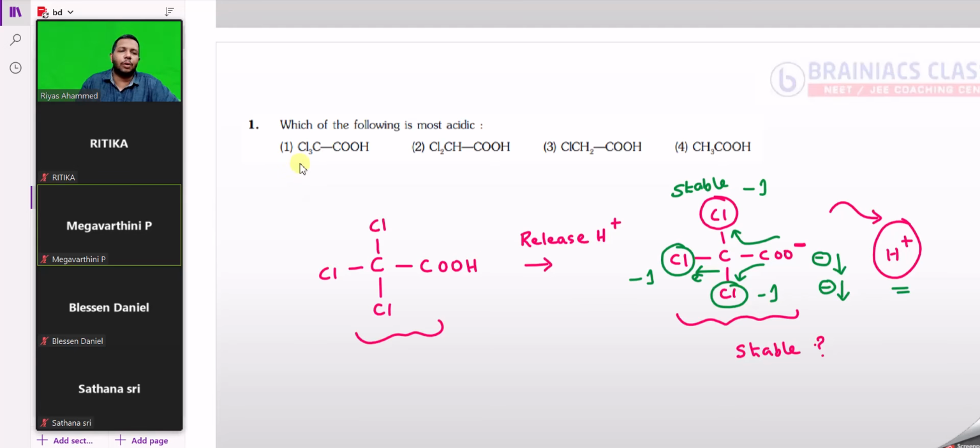So I can say the first option is a good acid. Okay. Now let's look at the next option. In the next option, you can see one thing. Instead of one chlorine, there is a new member coming. Who is that? Hydrogen atom is coming.